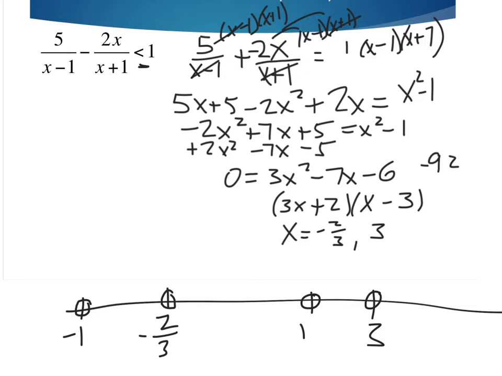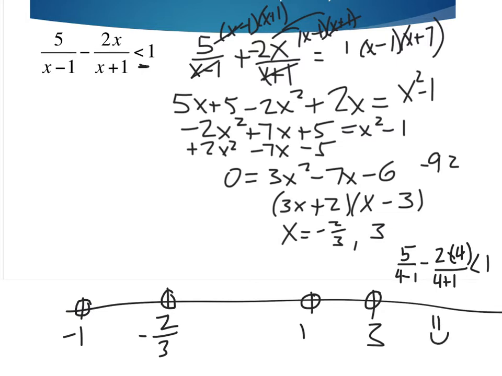So now what I'm going to do is pick test points. For the first, I'm going to start on the right side. So if I pick 4, I'm going to do 5 over 4 minus 1 minus 2 times 4 over 4 plus 1, and see if that's less than 1. I'm just going to plug that right into the calculator, and I get a number that's less than 1, so that actually works out.